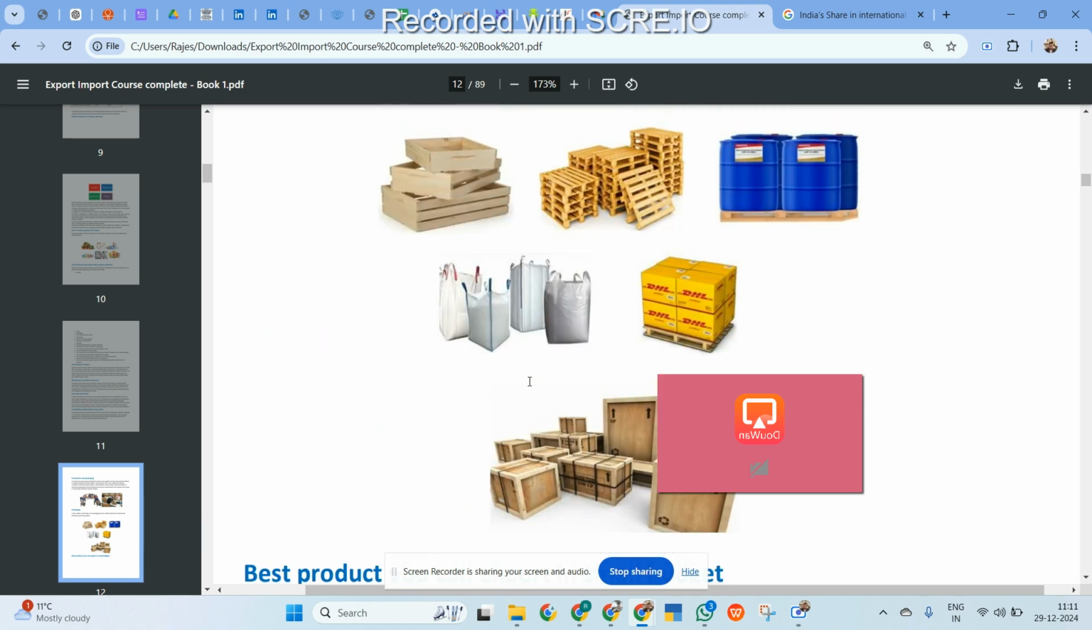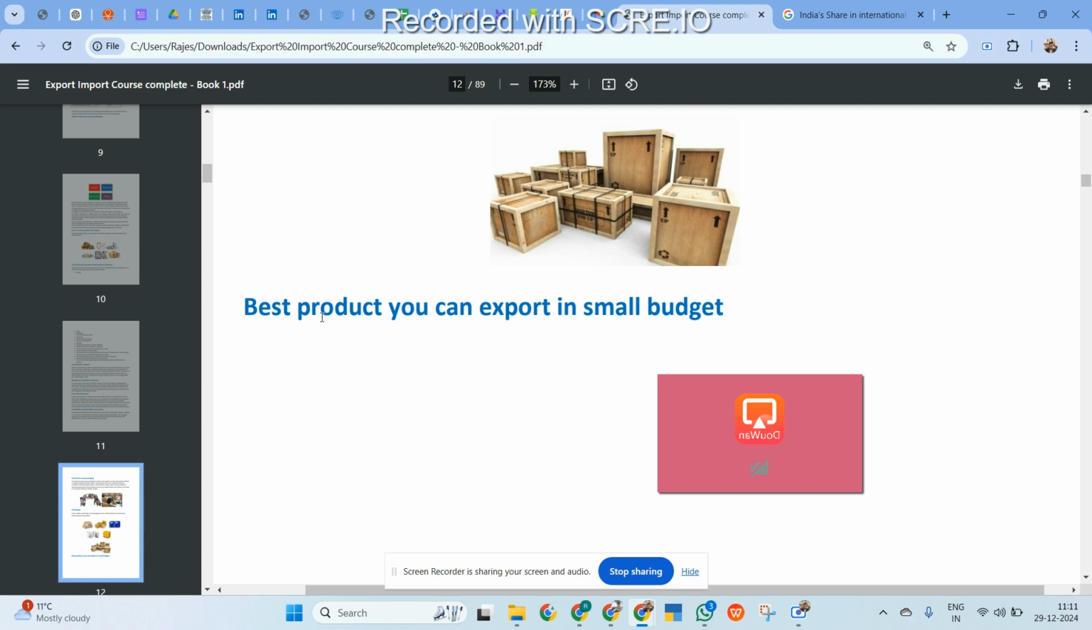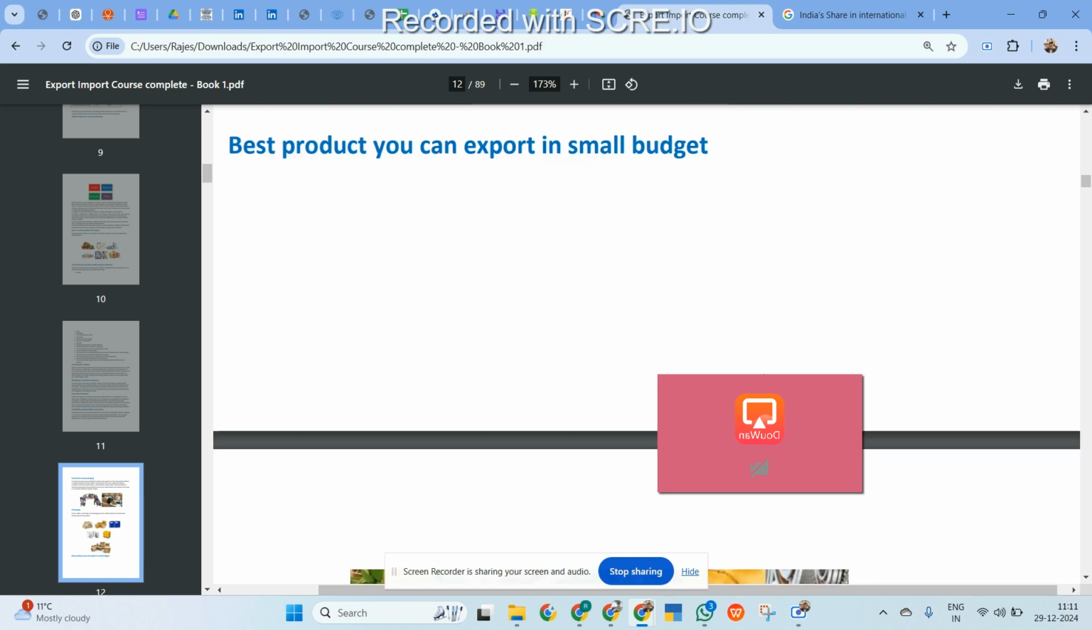So in this you can do packaging. Best product you can export in small budget.